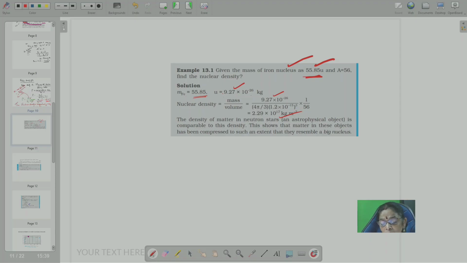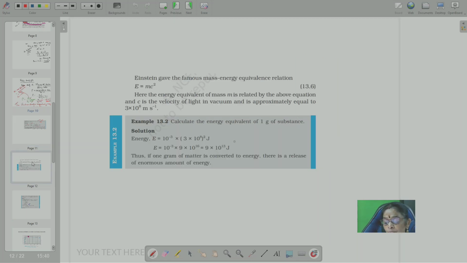The density of matter in neutron stars is comparable to this density. This shows that matter in this object has been compressed to such an extent that it resembles a big nucleus. Okay, we will go to the next one.